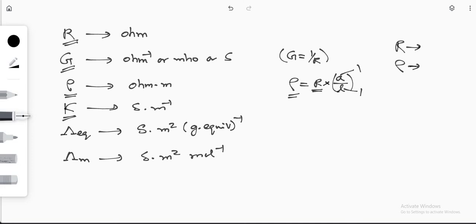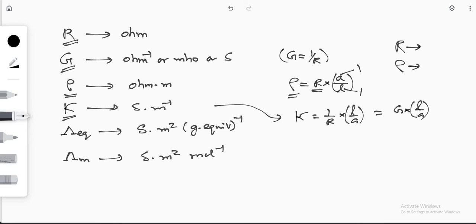Then we have equivalent conductivity and molar conductivity. What is the expression for kappa? Kappa is equal to 1 by R into L by A. 1 by R is nothing but conductance, so conductance into L by A, you can also write like this. We can also write this as G.